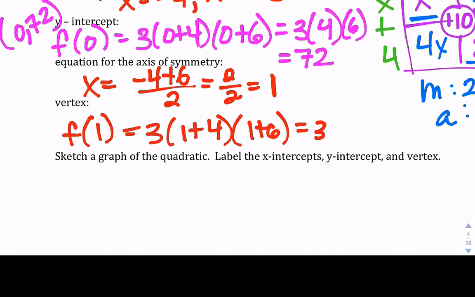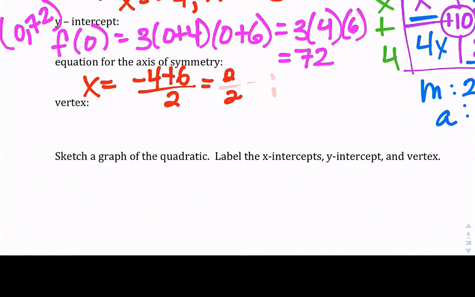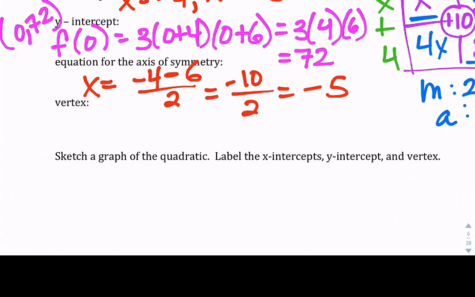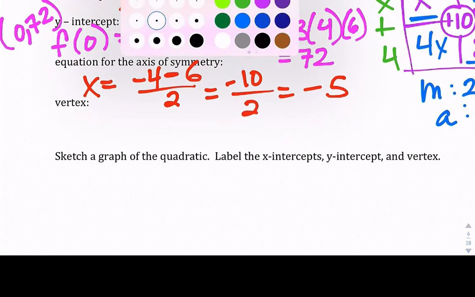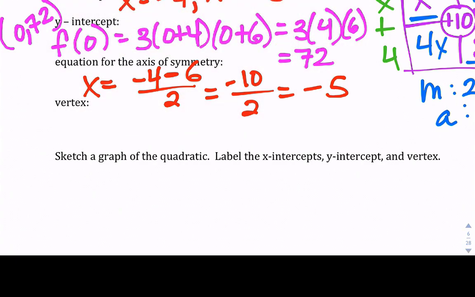Oh, I'm sorry. I plugged in the wrong point, so let's go back. Here's where I made my mistake. To find the line of symmetry, we have to add negative 4 plus negative 6. That's why my numbers weren't working. So again, we add our zeros together, negative 4 plus negative 6, and then we find the middle. So we get negative 5 is your line of symmetry. That makes more sense. Negative 5 is between negative 4 and negative 6.